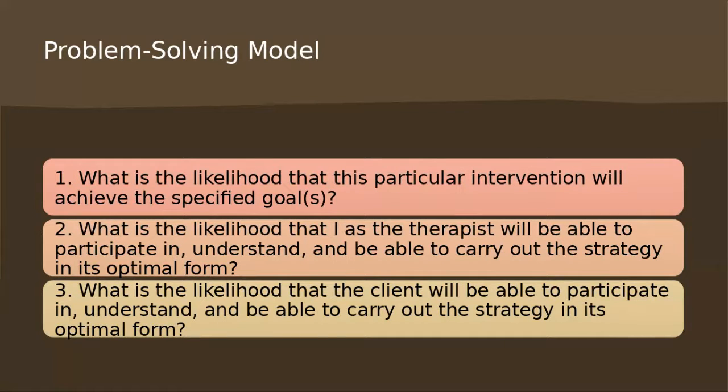Number three, what is the likelihood that the client will be able to participate in, understand, and be able to carry out the strategy in its optimal form? So you'll have to consider a number of client characteristics like their motivation for change, their readiness for change, the resources available to them, their level of cognitive ability to understand the intervention, and you'll have to consider all of those things before deciding that a particular strategy is appropriate for that client.